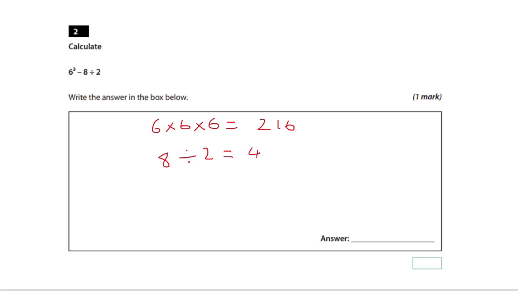So then we can complete the calculation. 216 minus 4 equals 212. So our answer is 212. Again, this is quite a simple one, only 1 mark there, but we've got 2 marks already.